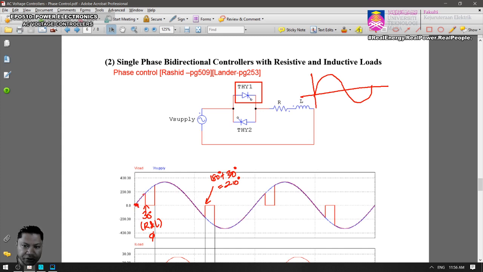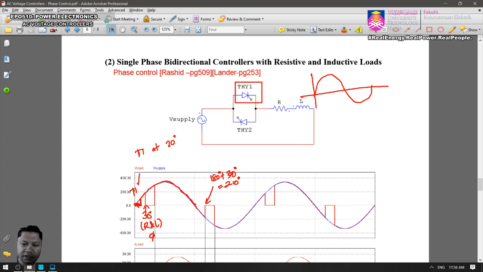And then let's say you want to trigger thyristor 1 at 20 degree. So after 20 degree, of course, it will start to trigger thyristor 1. So thyristor 1 will successfully turn on, and the output voltage will follow the shape of input voltage. Is it right? Input voltage. And then you have until here, the current is still flowing.